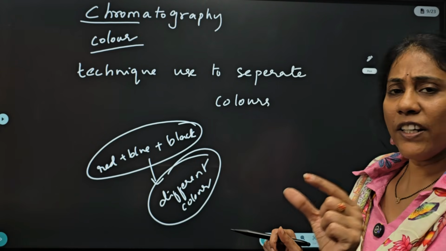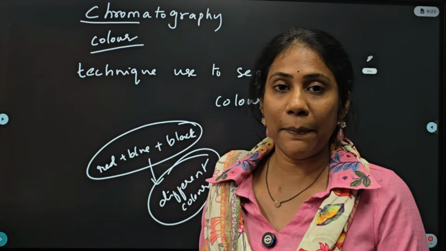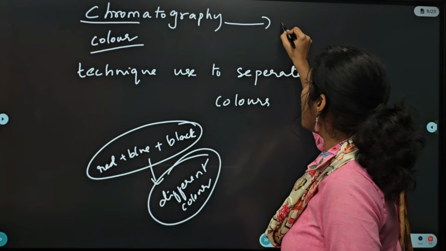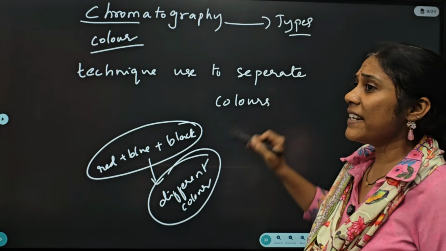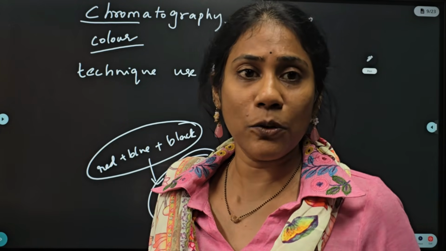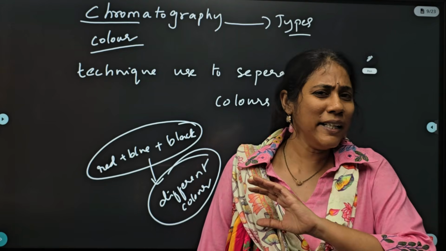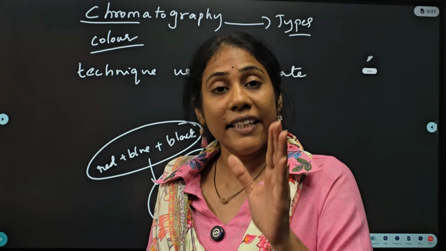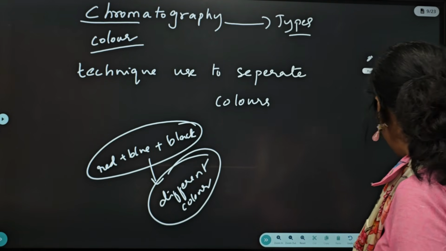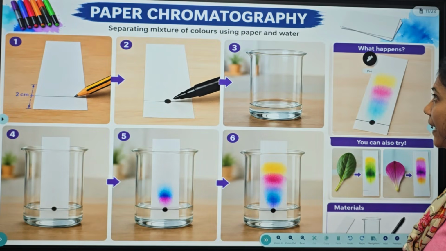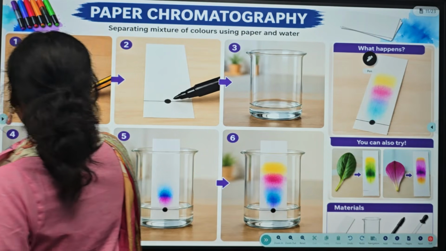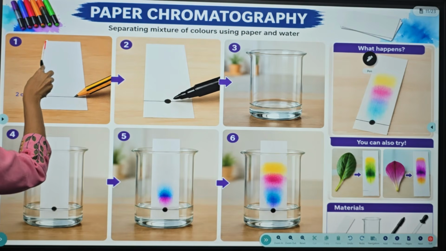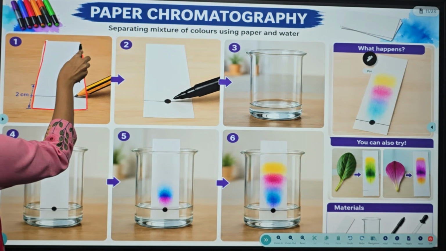And here we use a very special paper called chromatographic paper. Actually, there are different types of chromatography. There is something called column chromatography, paper chromatography, so many different types are there. All of that you will study in the higher classes. At your level, they have introduced paper chromatography. Look here, this is a very, very special paper, actually called chromatographic paper.